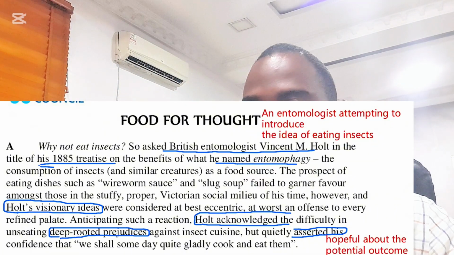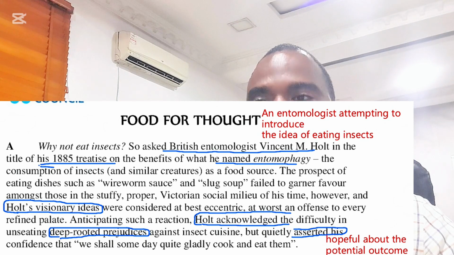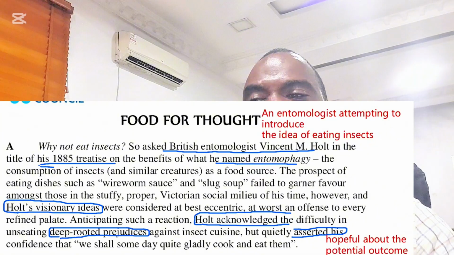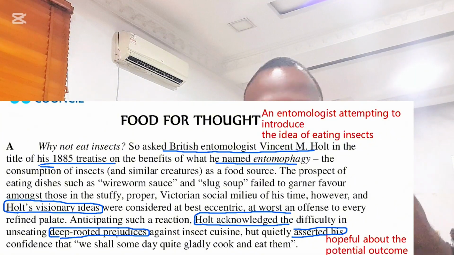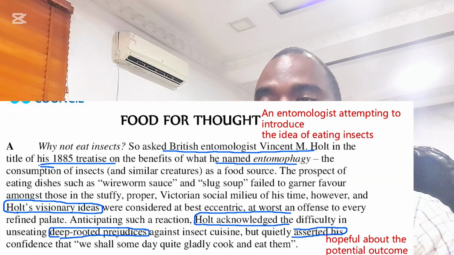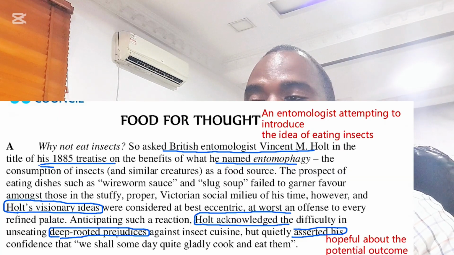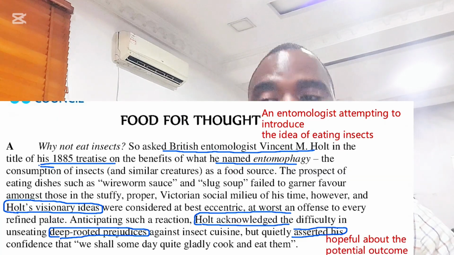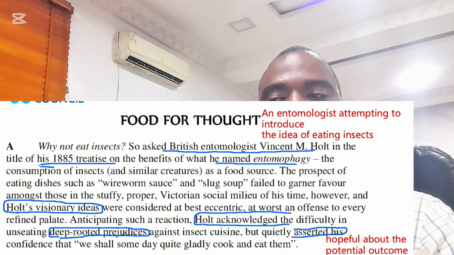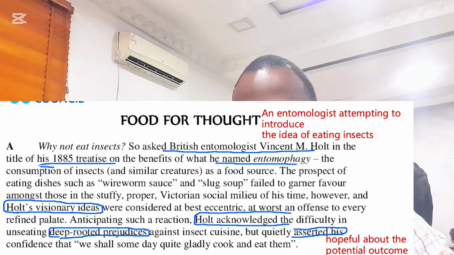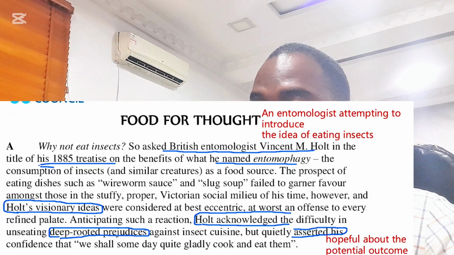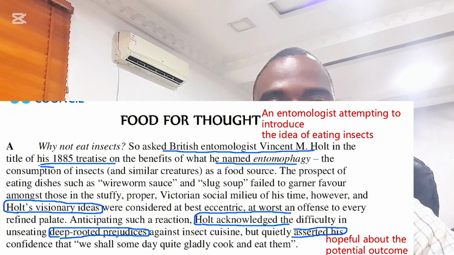Let's move on quickly into the last sentence. Anticipating such a reaction, Holt acknowledged the difficulty in unseating deep-rooted prejudices against insect cuisine. Like I say, cultural prejudice, right? And that's it, discussing Holt trying to introduce something new, but quietly asserted his confidence that we shall someday quite gladly cook and eat them. Now, if I were to summarize everything I have seen, I can see a certain entomologist trying to introduce the idea of eating insects, and he's quite hopeful too. So that is my summary.